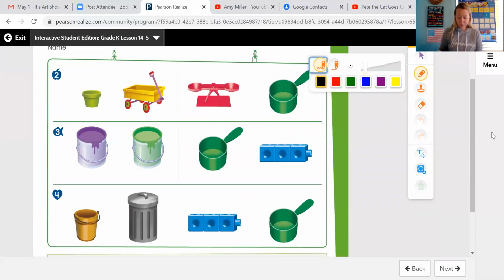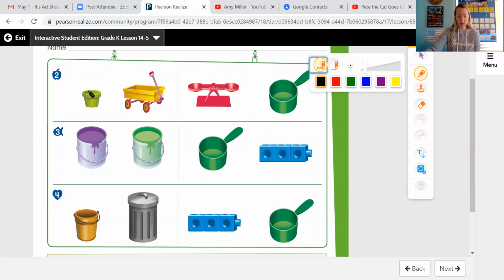Number 2 and 3. First, we're going to look at the objects on the left and talk about what attributes could be measured. Then mark an X on the object that holds less or underline them if they hold the same amount. So first, let's talk about number 2. We have a flower pot and we have a wagon.